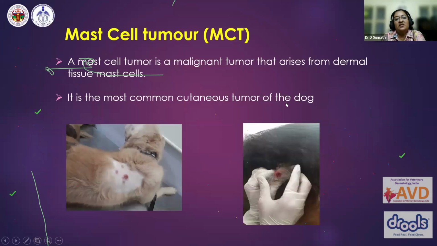So coming to other tumors, we have mast cell tumors. Mast cell tumor is a malignant tumor that arises from the dermal tissue mast cells, and it is the most common cutaneous tumor of the dog, and they are present in various places in various ways, and often cytology gives a clue. Still, we need to go for histopathology. Most often, we go for a complete removal, excisional biopsies.